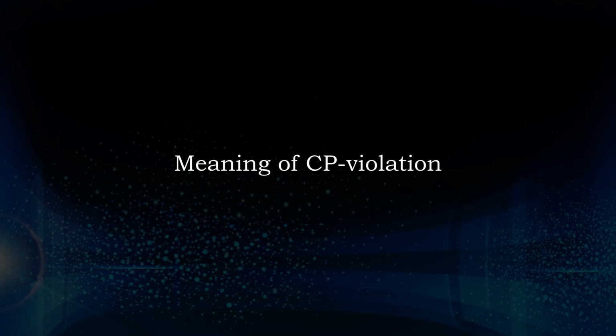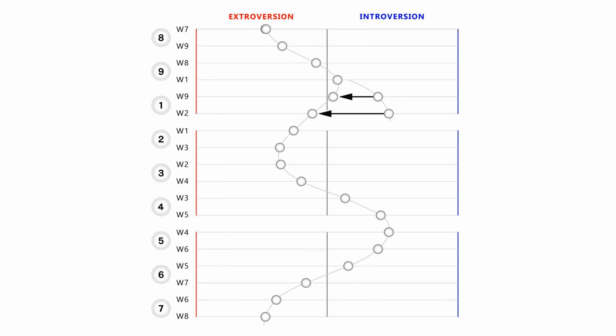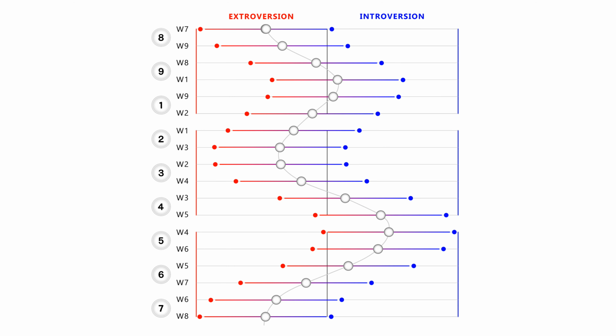Therefore, in order for the Enneagram theory to be valid, the violation of CP symmetry is required. In this figure, we can see CP violation. Because of this CP violation, the gap between type 1 and type 2 is eliminated. This figure will further be discussed in Module 5.